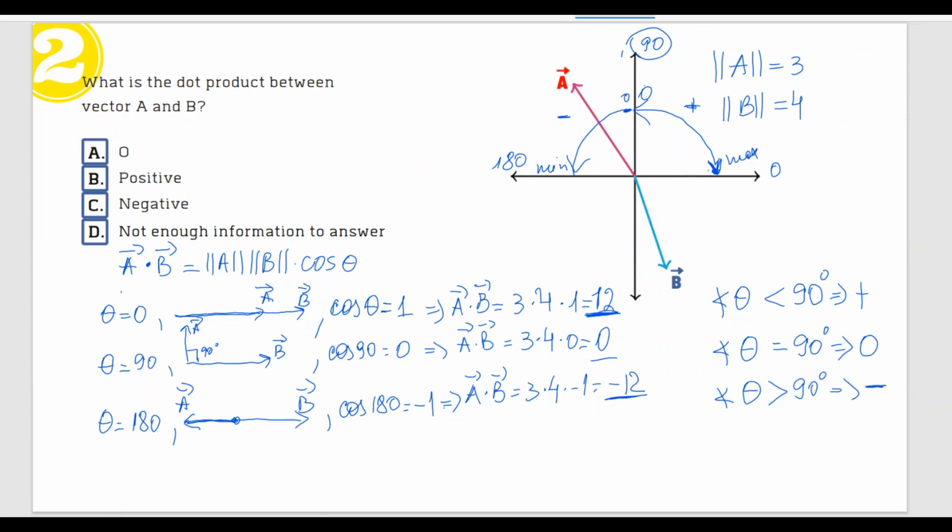So just like that, we can figure out if the dot product between two vectors is positive, negative, or 0. In our case, we have vector A and vector B, and the angle between them is clearly an obtuse angle, right? It's greater than 90 degrees, so it's pretty simple here to answer. The dot product is going to be negative.